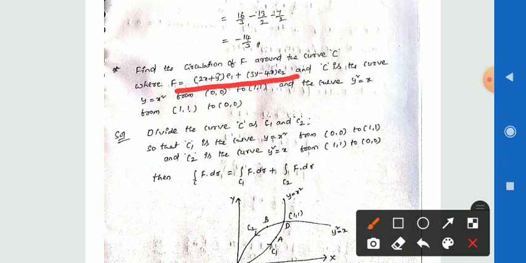Given the vector f equal to (2x plus y square) e1 plus (3y minus 4x) e2, and the curve C, which has y equal to x square with limits from (0, 0) to (1, 1), and the curve y square equal to x with limits from (1, 1) to (0, 0). Then we have to find the line integral.